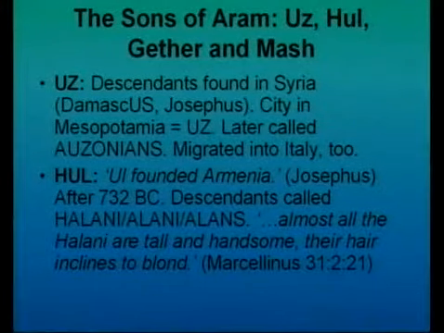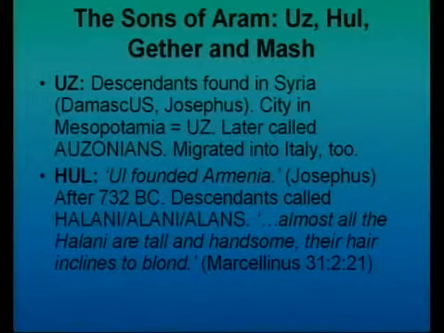Hul, he founded Armenia, according to Josephus, after about 732 BC. This, of course, is the later Armenia. Of course, Ararat, the kingdom of Ararat, was much earlier. And the descendants were called the Halani, the Alani, or the Alans. You may have heard of that tribal group. And according to Marcellinus, the Roman historian, almost all the Halani are tall, handsome, and their hair inclines to blonde. So if that's you tonight, tall, handsome, and hair inclining to blonde, if you've got some hair, that could be you tracing your ancestry.